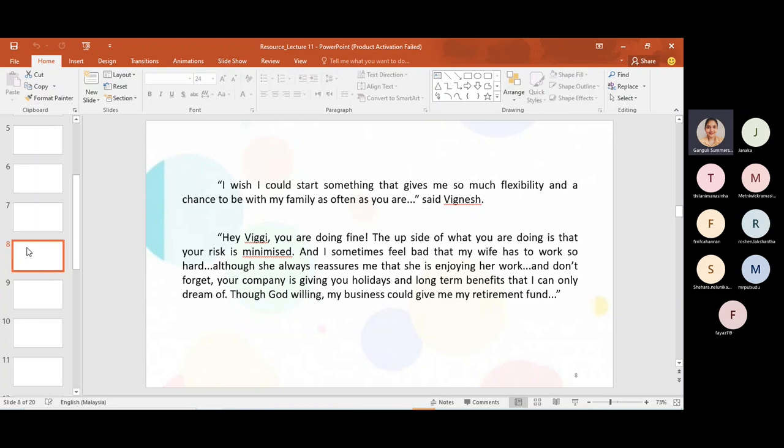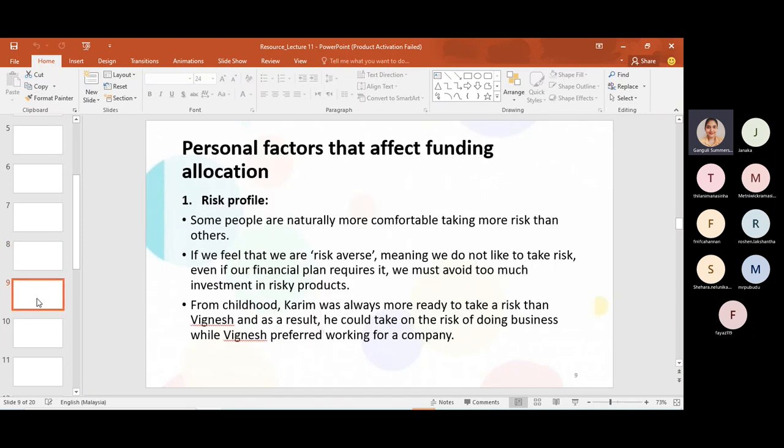So once he stops doing this job, whatever money he saved from the business, he can use for the rest of his life. So that is his retirement plan. Okay, so Karim believes that his business will give him his retirement fund. So this is basically the case study, and these are the things discussed between Karim and Vignesh.